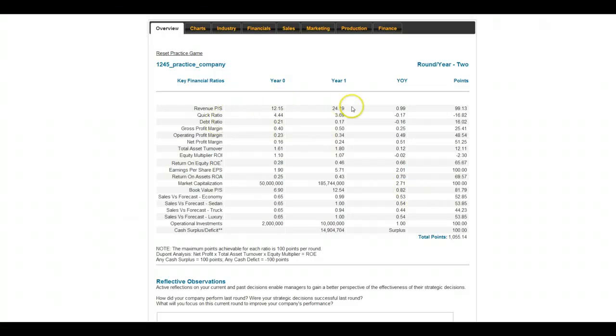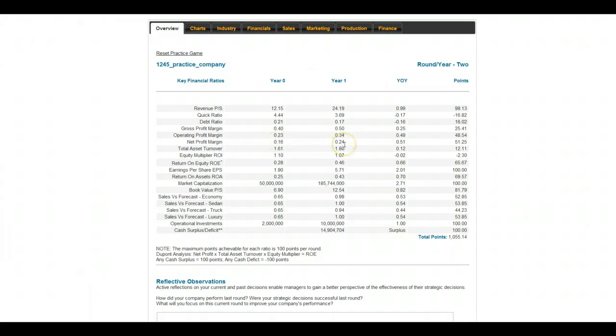And you can see that wherever I increased my revenues by 100%, I got 100 points. Because I borrowed money, my debt ratio, my quick ratio is not as good because I borrowed a lot of short-term cash. My profit margins increased, and I earned points for that. My gross, operational, and net.